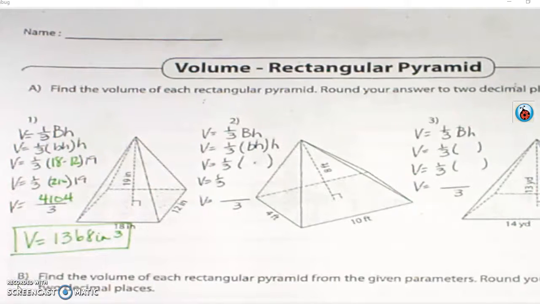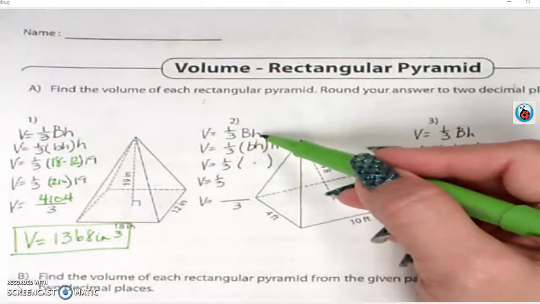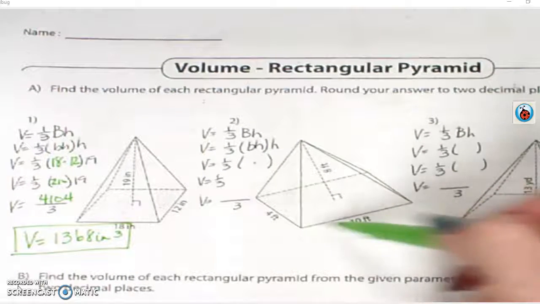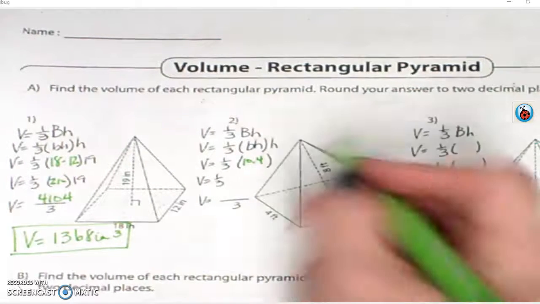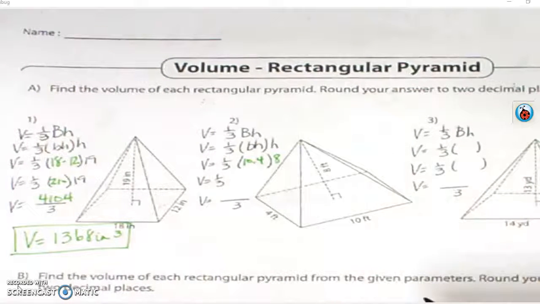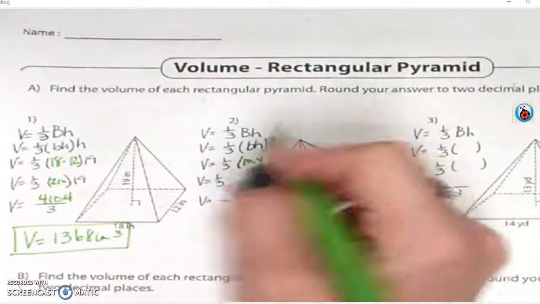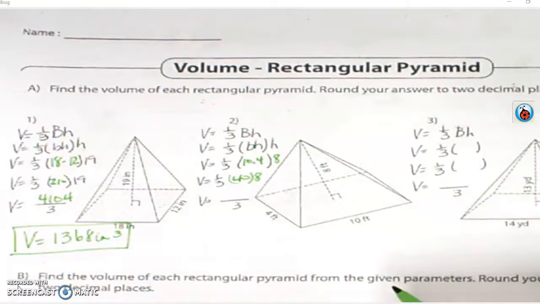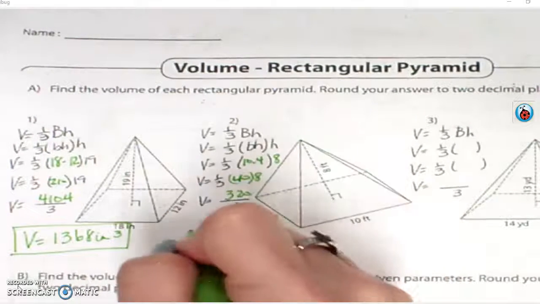So let's do one more. Volume equals 1/3 base times height, capital BH. Our base and our height for our rectangle alone is 10 and 4. And the height is 8. So I'm going to have 1/3. Well, 10 times 4 is 40 times 8. Well, 8 times 40 is 320.